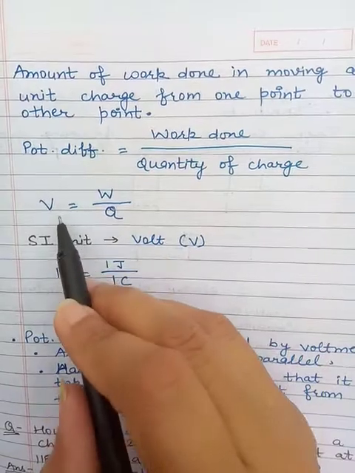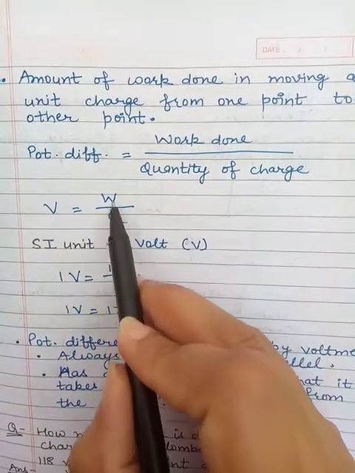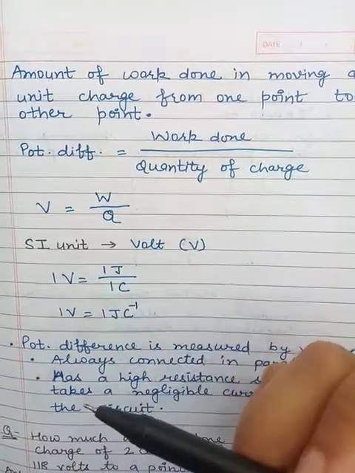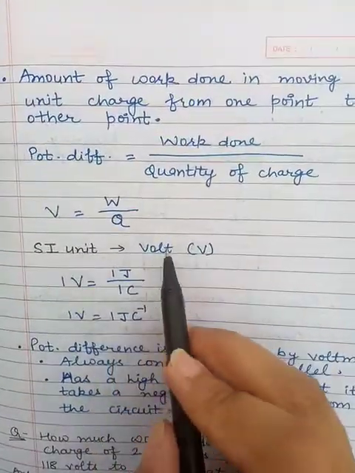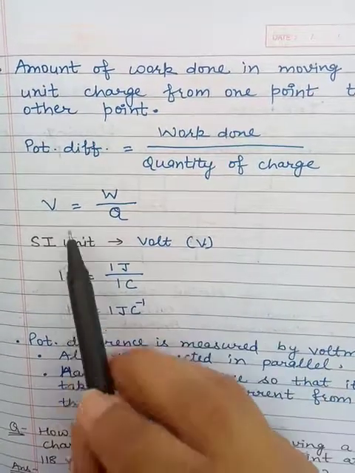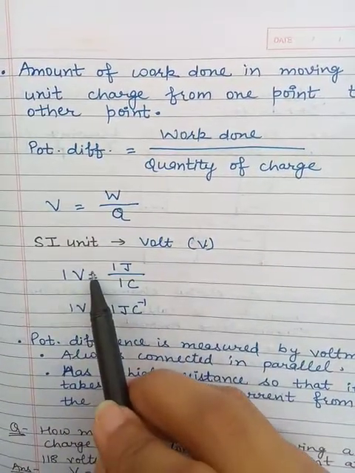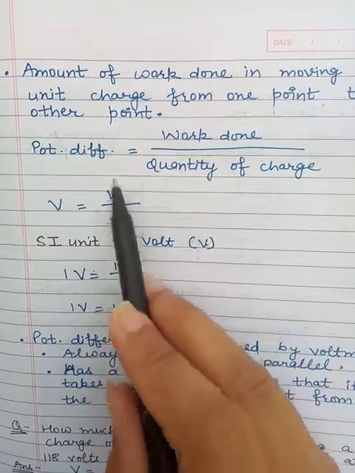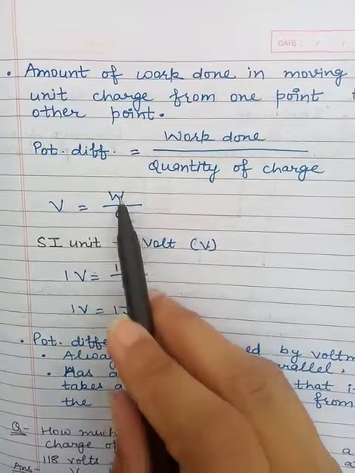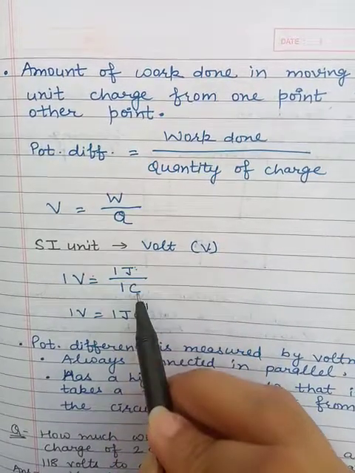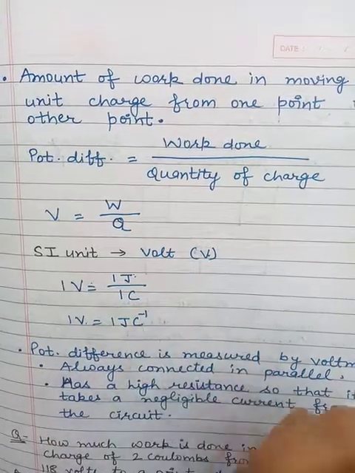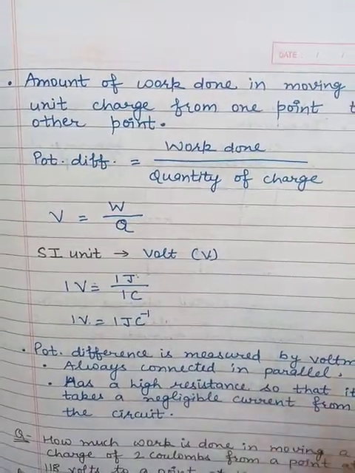This potential difference is denoted by V, work done is denoted by W, and the quantity of charge is denoted by Q. Its SI unit is volt, which is denoted as capital V. So 1 volt is equal to work done, which has the unit of joule. So W is 1 joule and Q is 1 coulomb. So 1 volt is equal to 1 joule per coulomb.